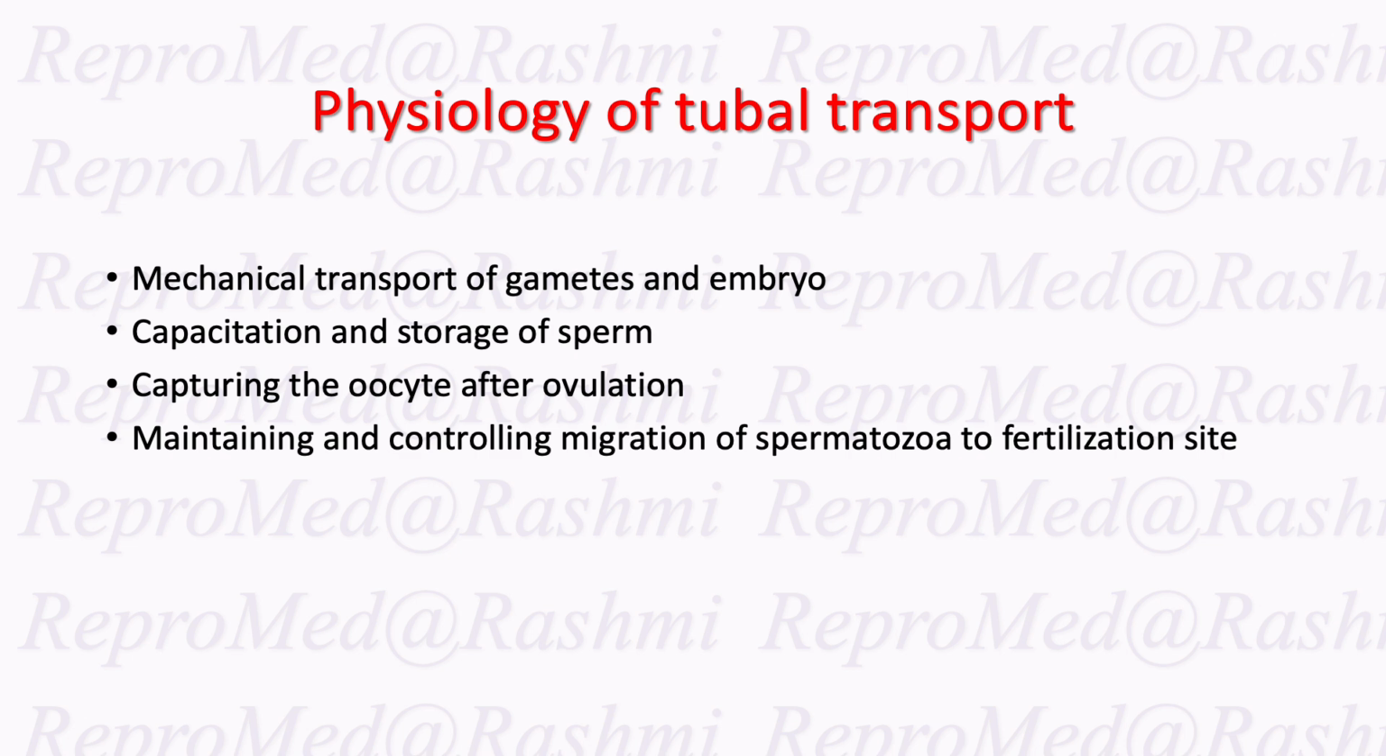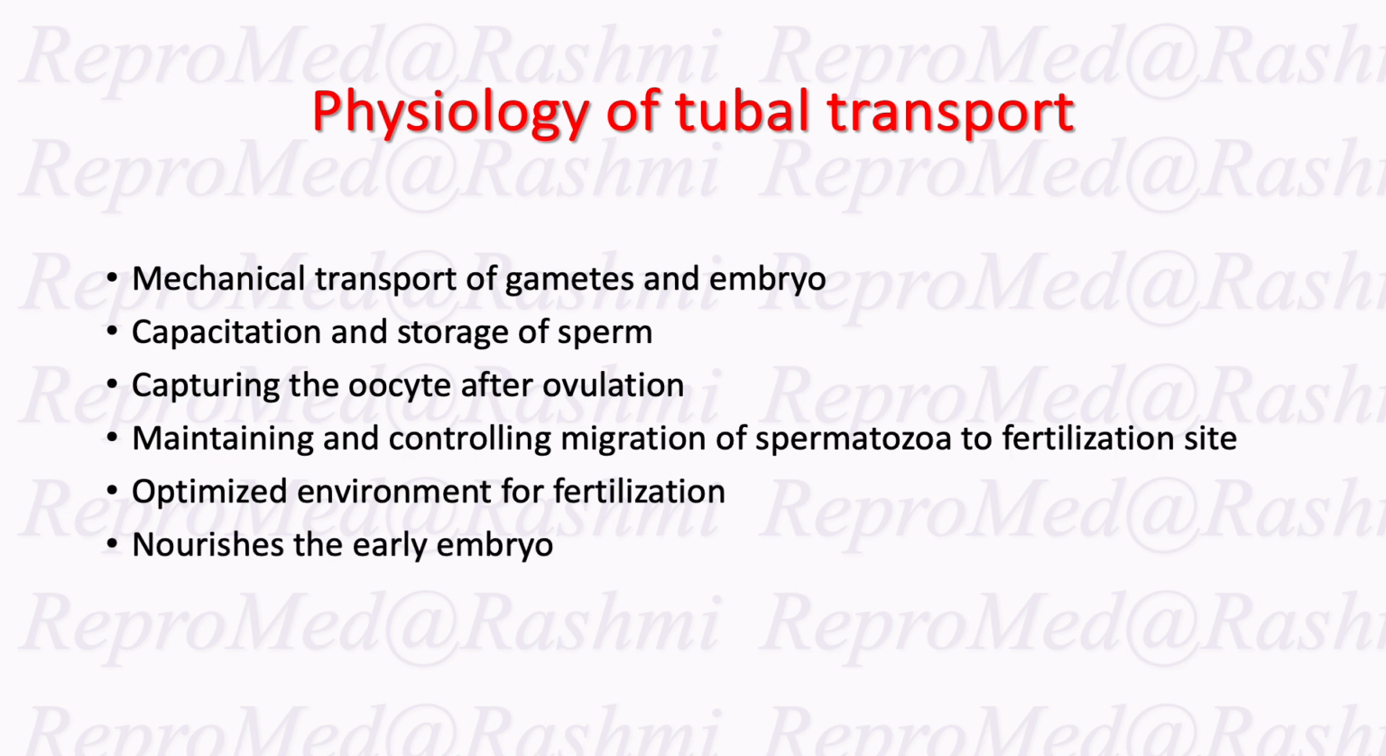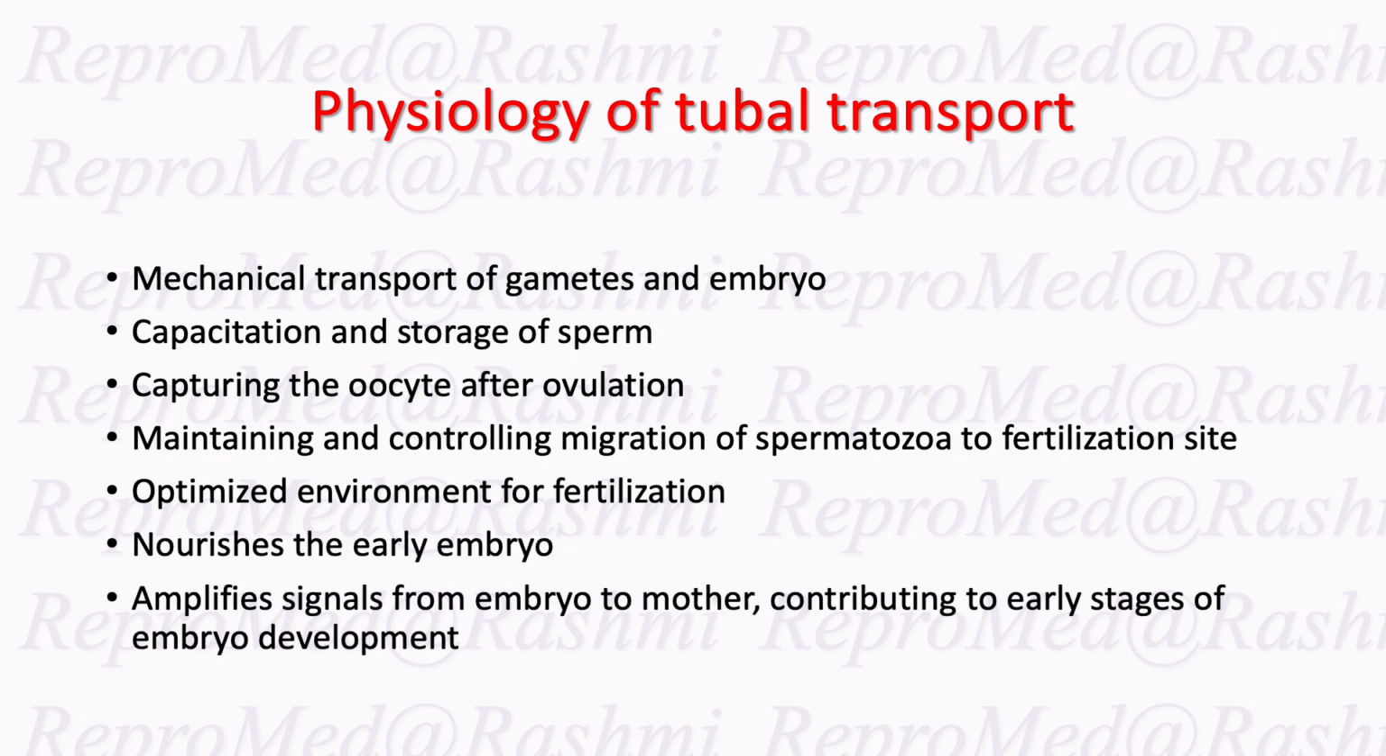We already discussed this aspect in the sperm transport lecture, where we discussed how thermotaxis and chemotaxis are involved in migration of the spermatozoa to the fertilization site. The fallopian tubes maintain the optimal environment which is required for fertilization to happen. They nourish the early embryo and they amplify the signals from the embryo to the mother, contributing to early stages of embryo development.